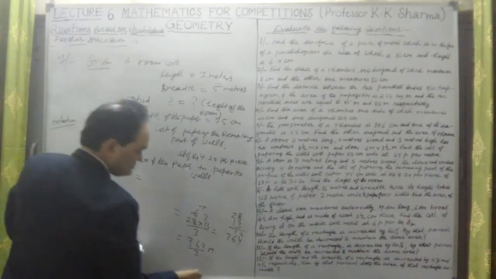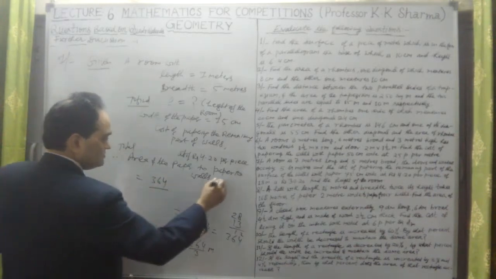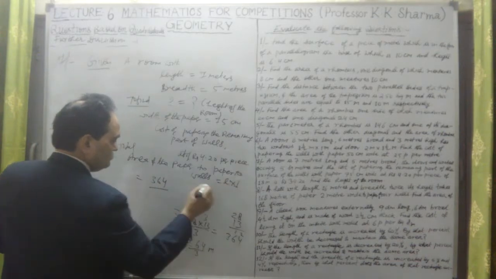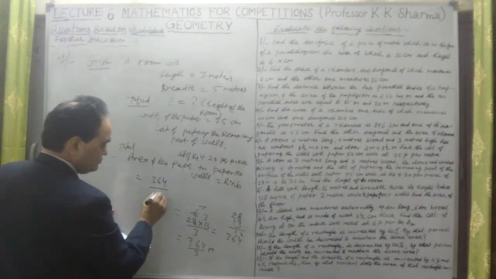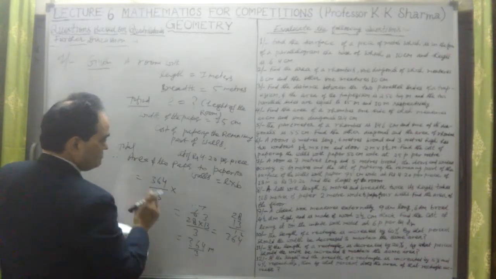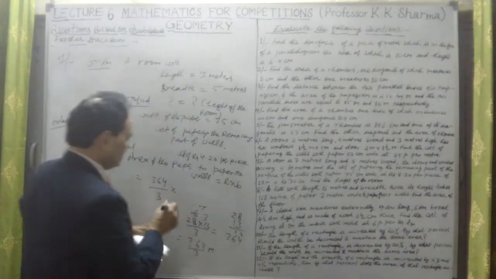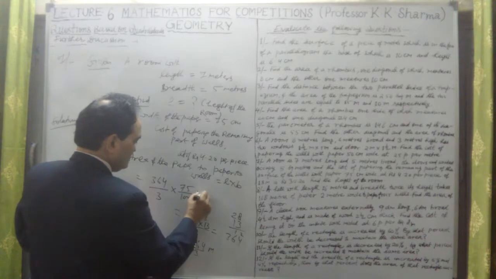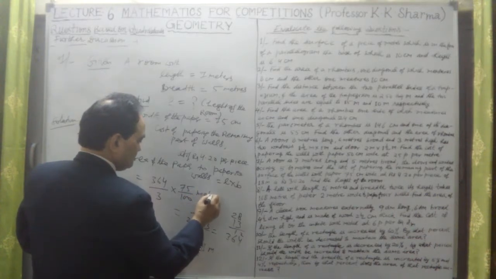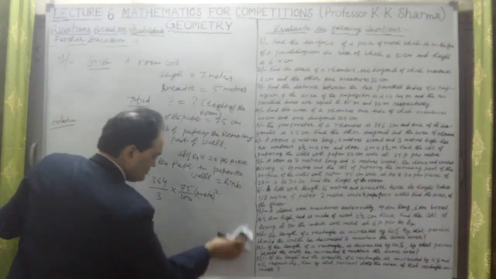So length into breadth, length is this 364. This is equal to L into B, length into breadth of the paper. So 364 upon 3 is the length, into width which was 75 centimeter, 75 centimeter upon 100 meter. Now this is in meter square. Okay, this is the area of the total paper.